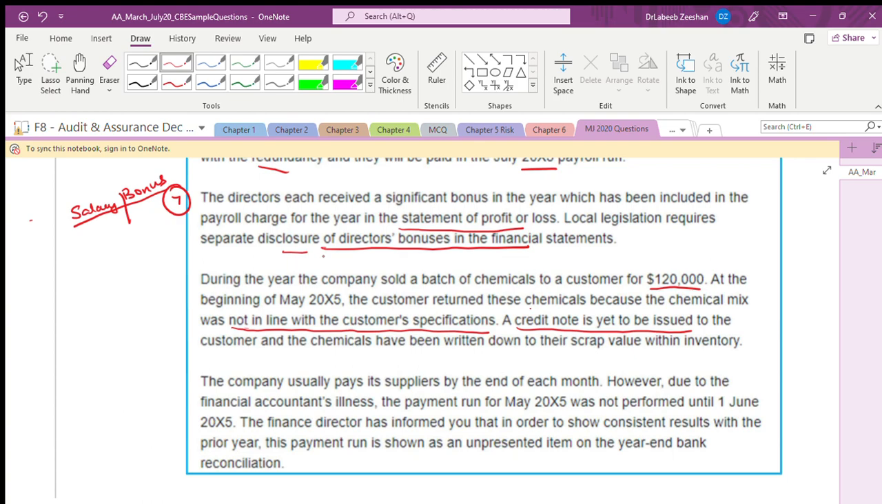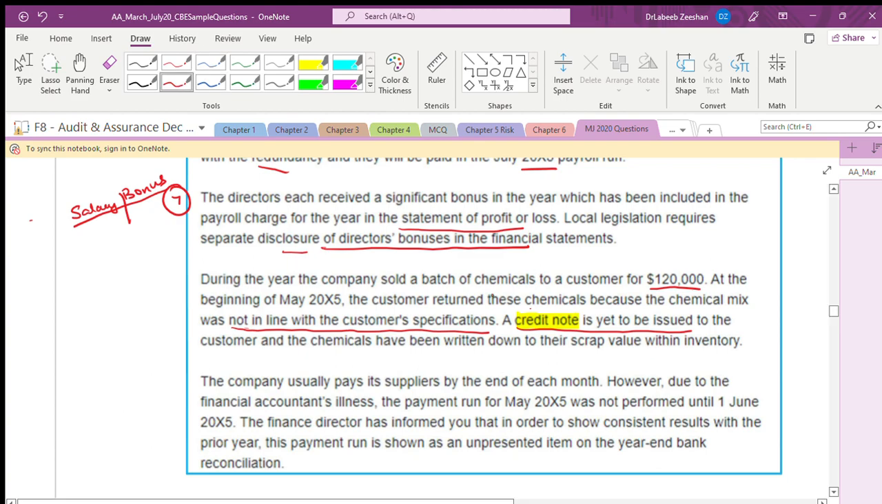Now you understand, we have covered the credit note. If a product has been returned, they will not give cash back. We will give them a credit note which they can use in future whenever they are purchasing from us. Now, what happens apart from that?